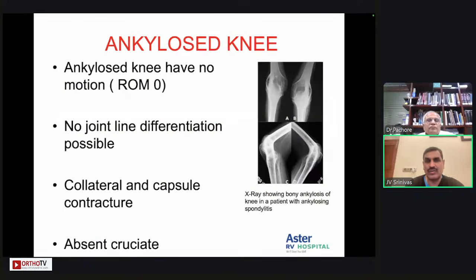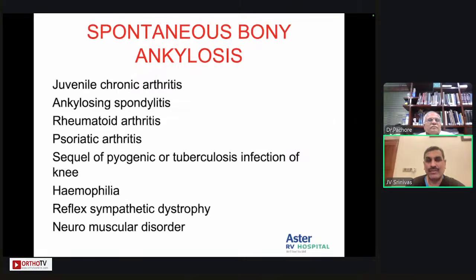So lastly, we'll come to an ankylosed knee. An ankylosed knee can be ankylosed in flexion and can be ankylosed in extension. And doing these patients with a stiff knee is a nightmare. Unless somebody has done these surgeries, younger surgeons should not venture into a bony ankylosed fusion. So bony ankylosis we see in juvenile rheumatoid arthritis, most commonly, ankylosing spondylitis, rarely in rheumatoid arthritis and other inflammatory conditions.